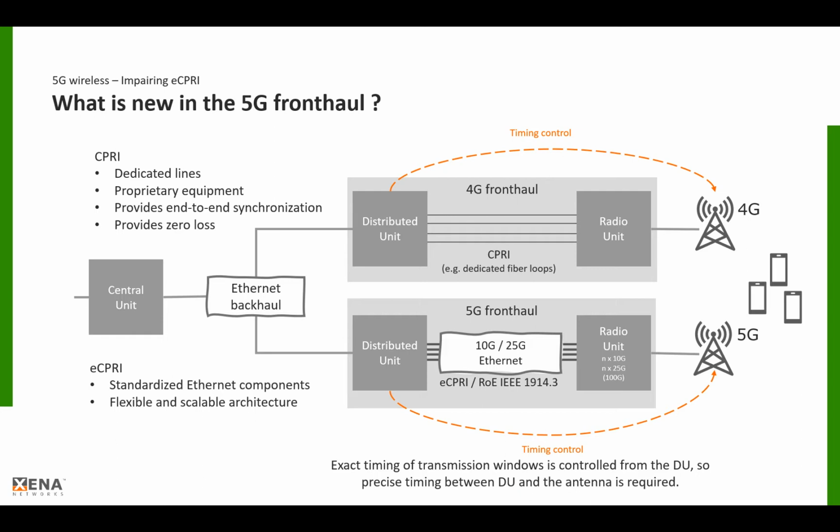This slide illustrates the main differences in the 5G fronthaul network compared to the previous 4G fronthaul. In the illustrated network, data to be transmitted on the antennas is running from the core network at the left side of the slide towards the antennas illustrated in the right side of the slide.